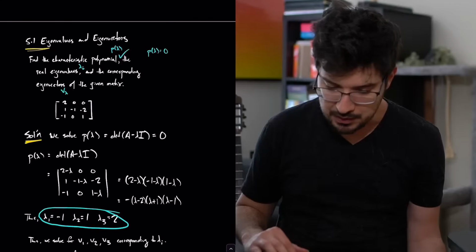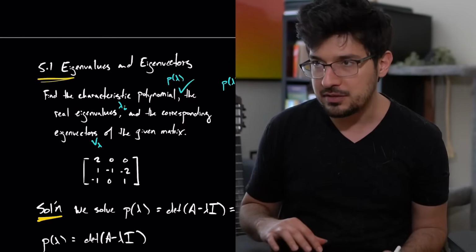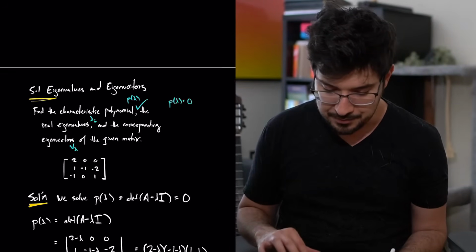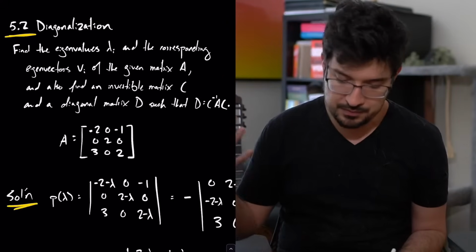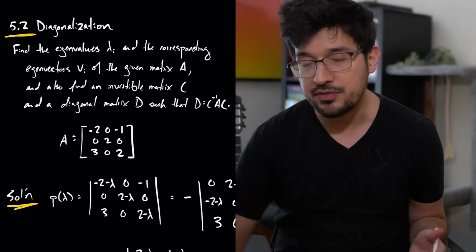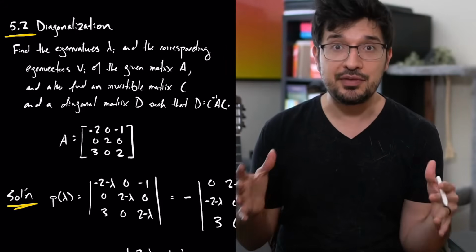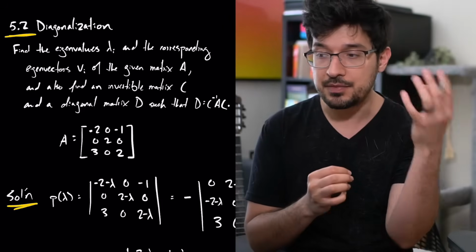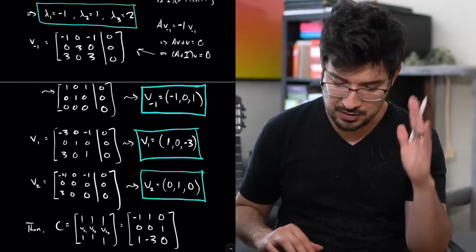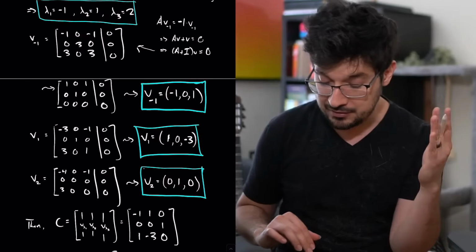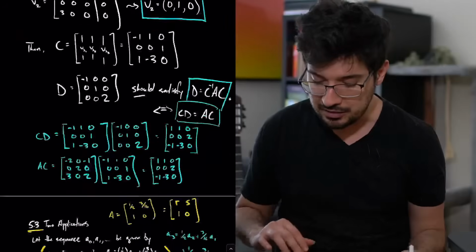What else did I work yesterday? This one was just like a regular find a characteristic polynomial calculation. And then this other problem was diagonalization. So not just find the eigenvectors, but also see that you can diagonalize a matrix with the matrices C and D, where the column vectors of C are the eigenvectors, and the matrix D has the eigenvalues along the diagonal.